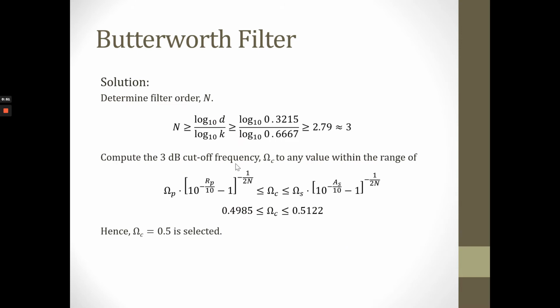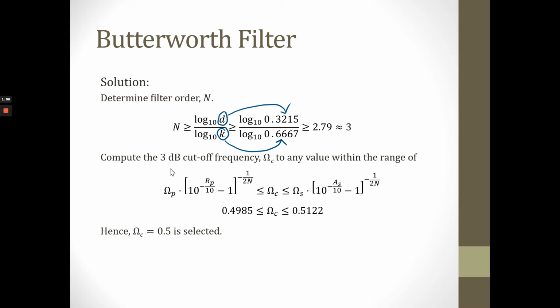The third one, we determine the filter order n based on this value of the discrimination factor and selectivity factor that we have calculated in the previous slide. So we round this value, and it becomes 3.